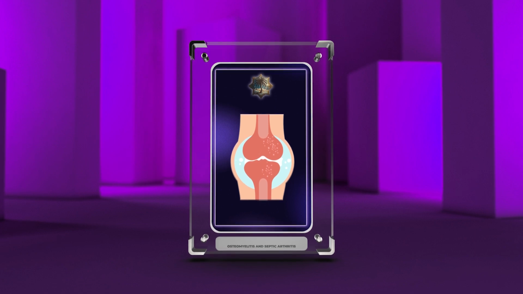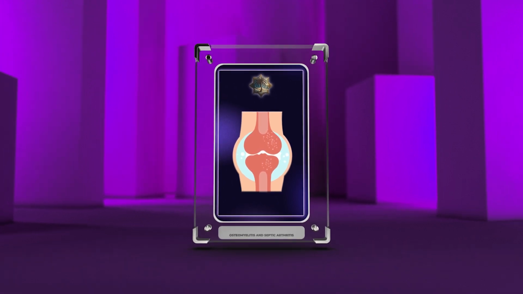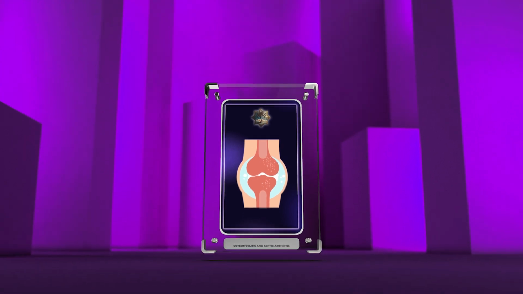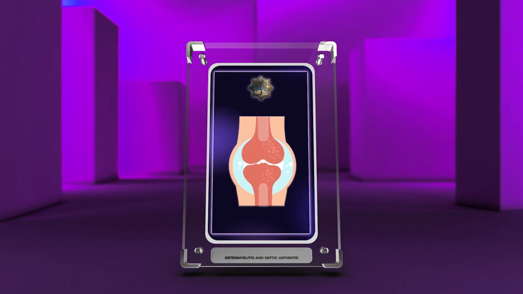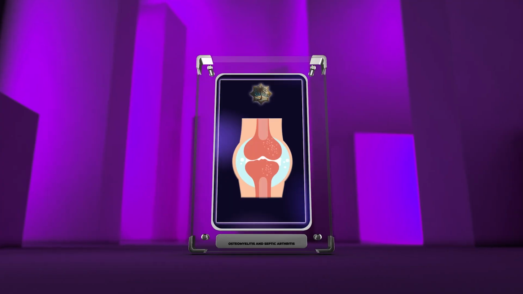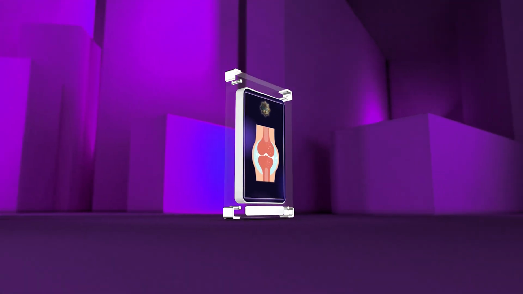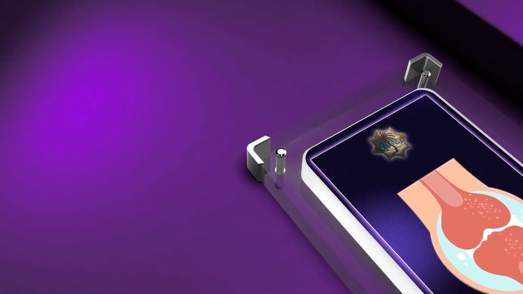Additionally, we will discuss the management of these diseases in pediatric patients, the chronic forms of osteomyelitis and septic arthritis, and the intriguing phenomenon of prosthetic joint infections. But before we dive into these topics, let us first provide a comprehensive introduction to osteomyelitis and septic arthritis.